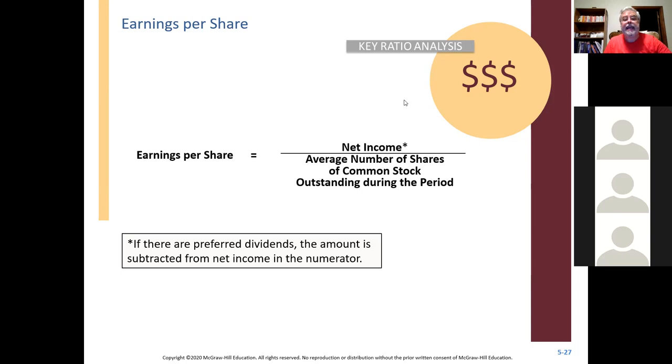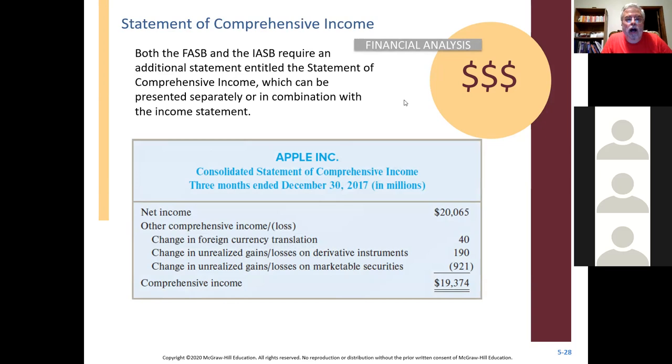Now, we get into this concept of comprehensive income. And folks, comprehensive income is a concept that really came about from economists. And economists for a long time have been saying that the net income statistic is insufficient.